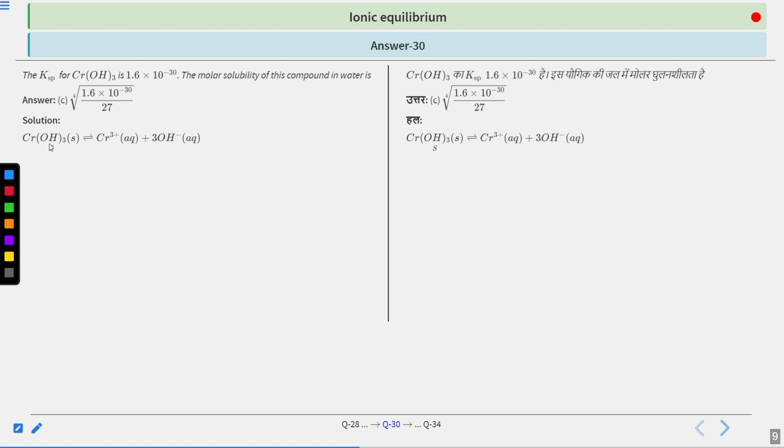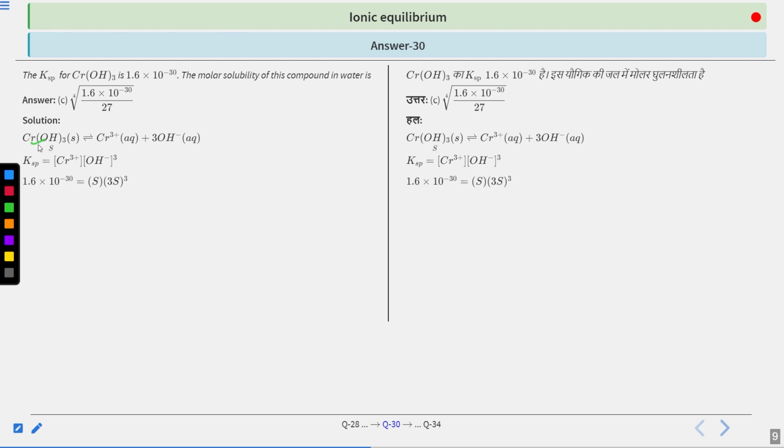So if you consider that S is the solubility of the given salt, then it will dissociate as Cr3 plus and 3OH minus. So how can we write the Ksp? Very simple. Concentration of chromium 3 plus multiplied by concentration of hydroxide ion, which has a power of 3 because the coefficient is also 3.